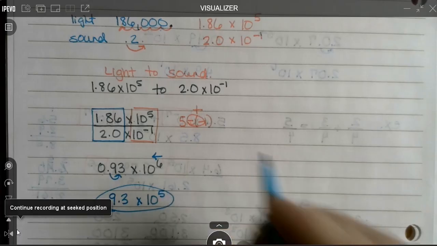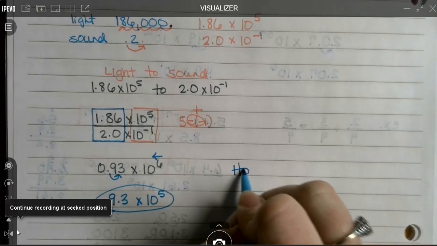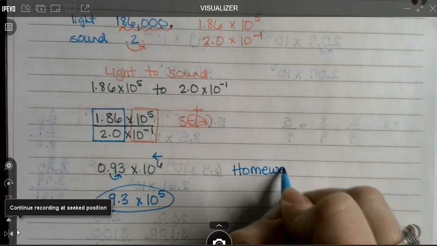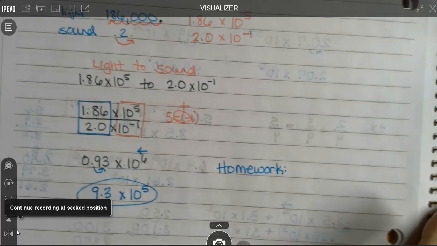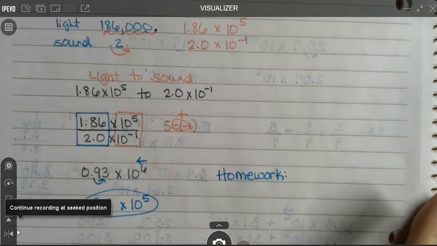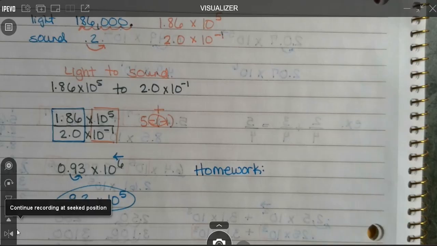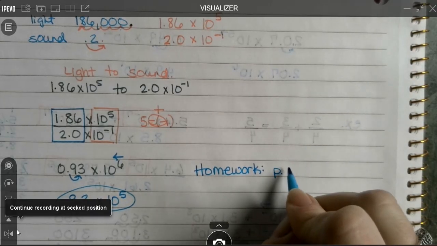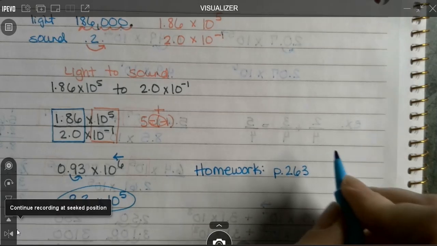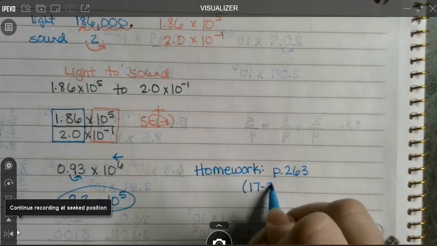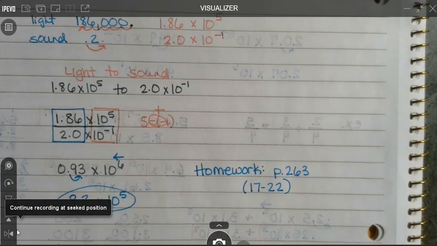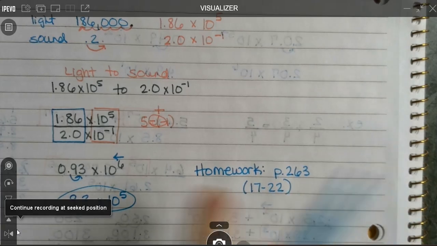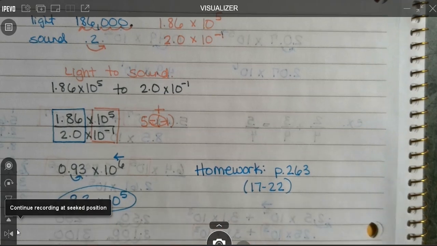And I know it's the weekend, but I need to make sure you understand what you're doing. So your homework is only 6 problems. You can probably finish most of them before you even leave the classroom. Page 263, 17 through 22. Okay? Pay attention to your powers of 10 to know whether you need to change them or not before you add or subtract.